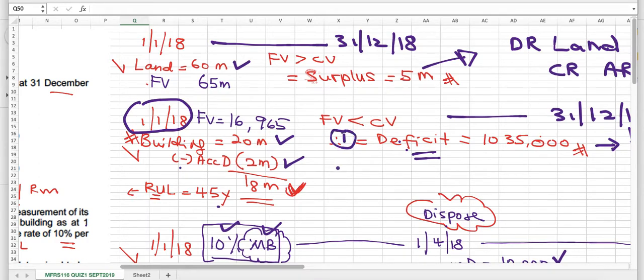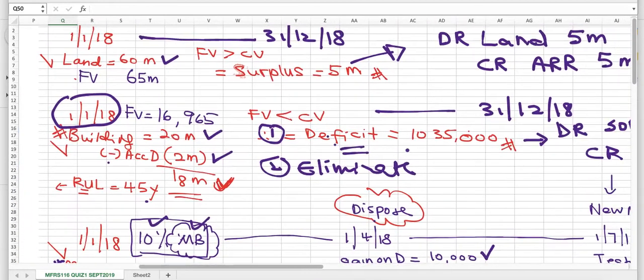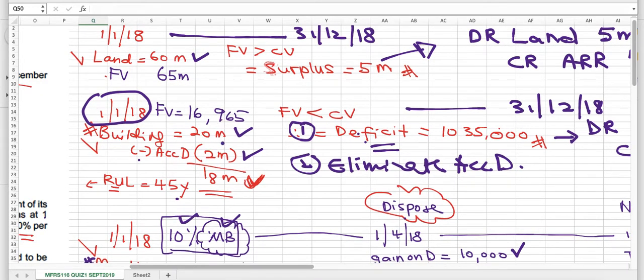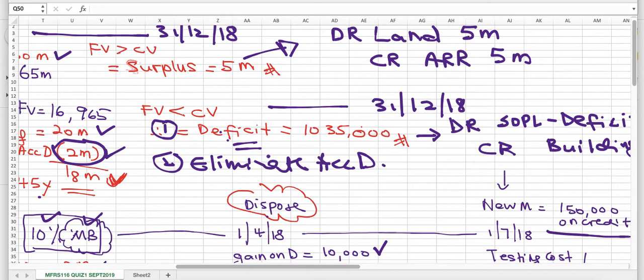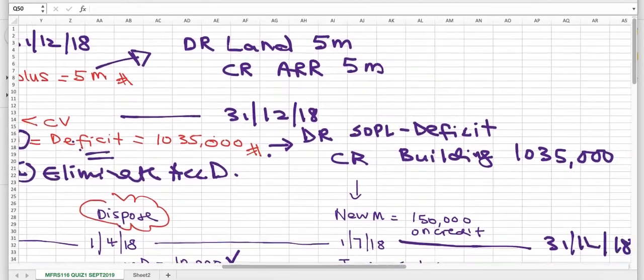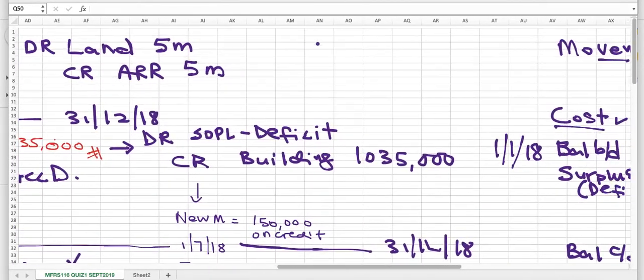So first thing is deficit or surplus. Secondly is eliminate accumulated depreciation. So when you eliminate, by how much will it be? The 2 million here. The previous accumulated depreciation, 2 million. Okay? So what is the journal entry for eliminate?